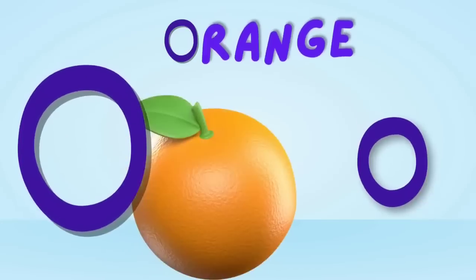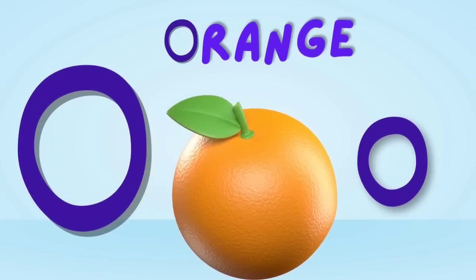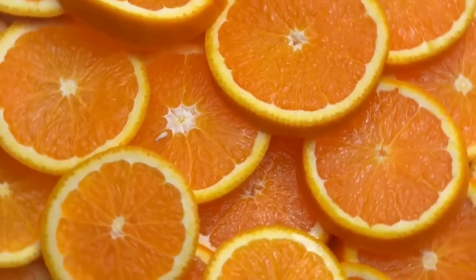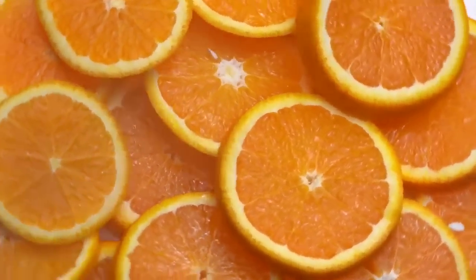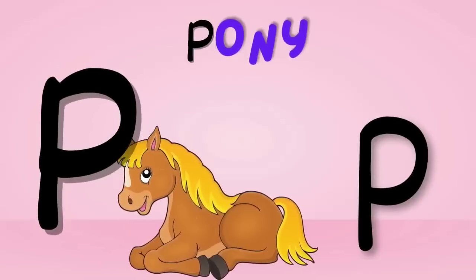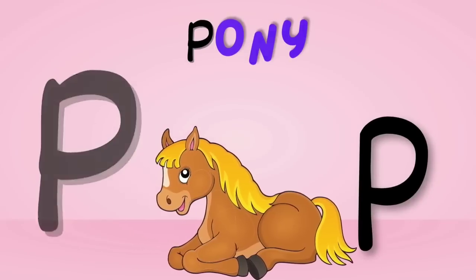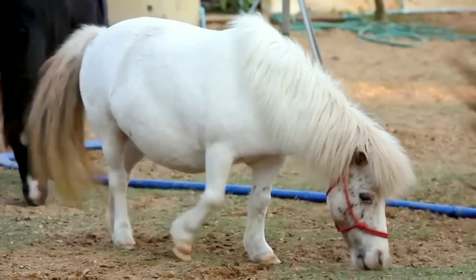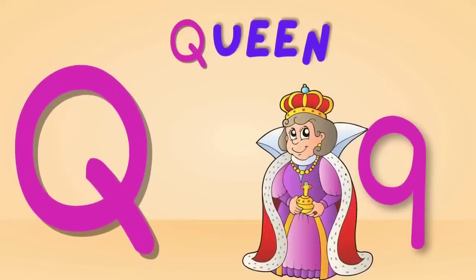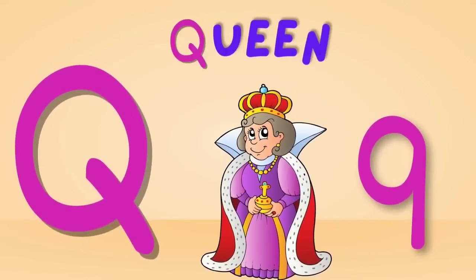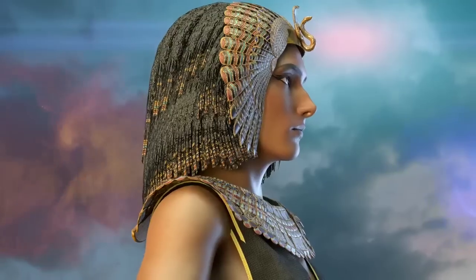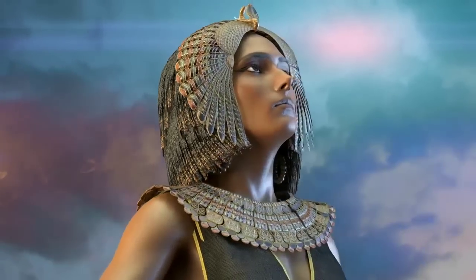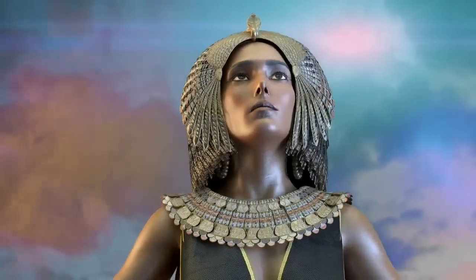O is for orange, orange, orange. This is an orange, orange, orange. P is for pony, pony, pony. This is a pony, pony, pony. Q is for queen, queen, queen. This is a queen, queen, queen.